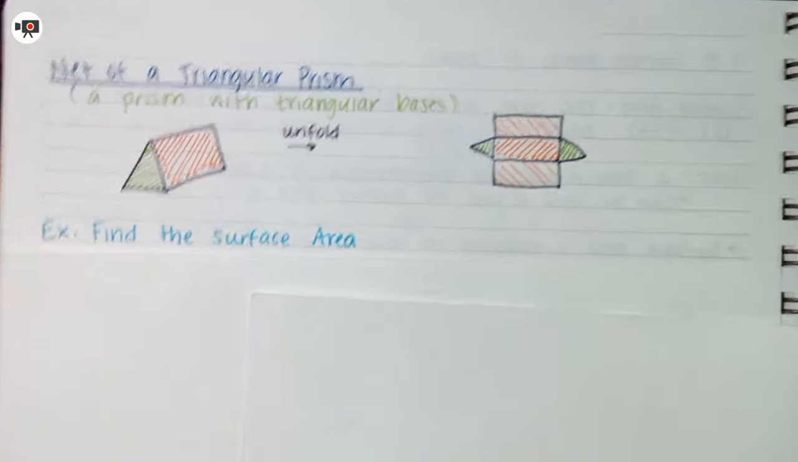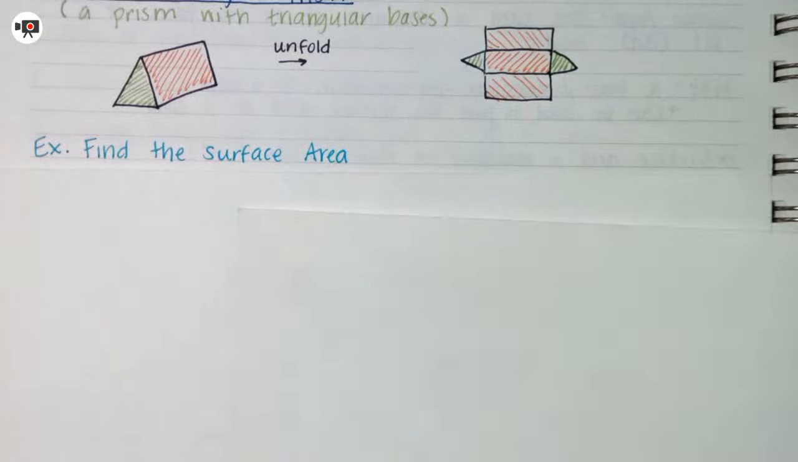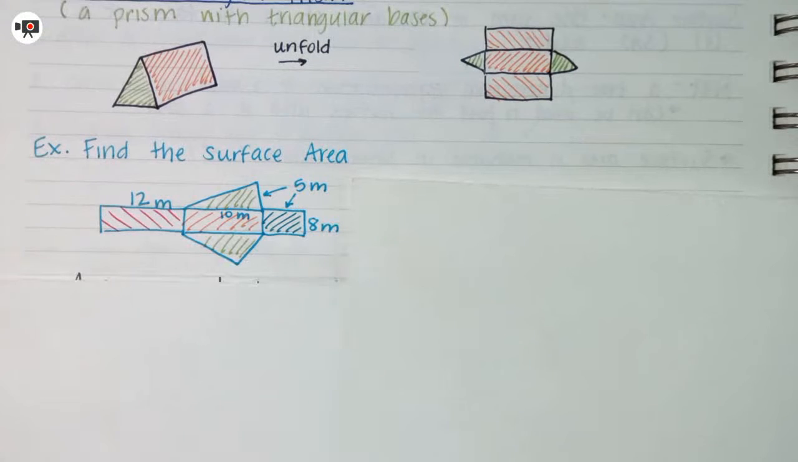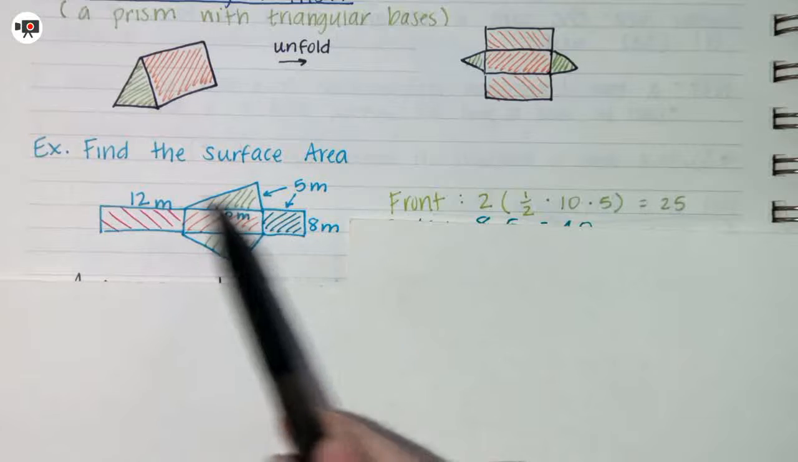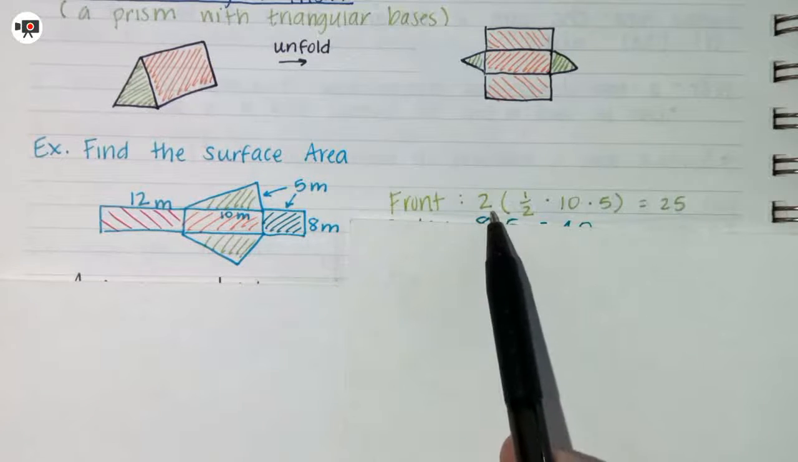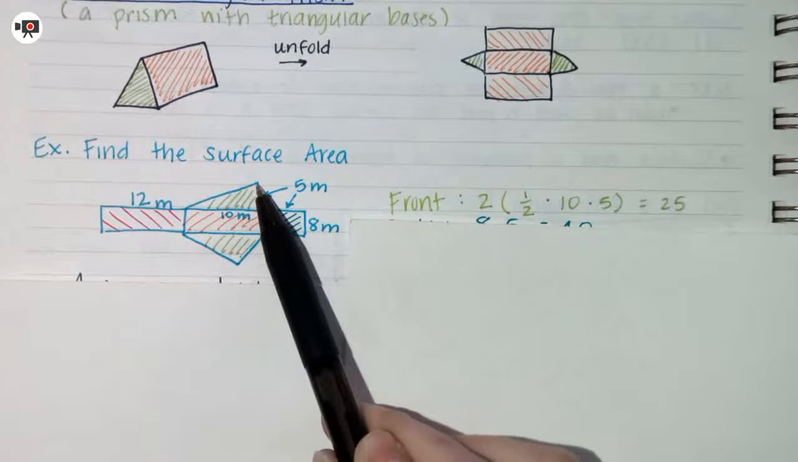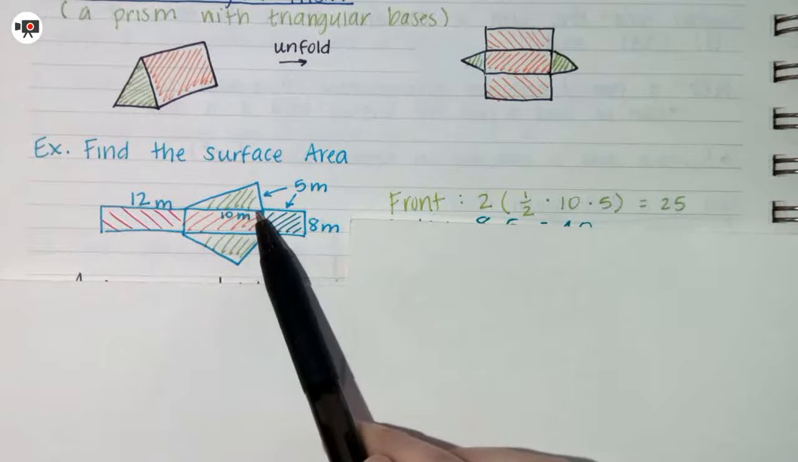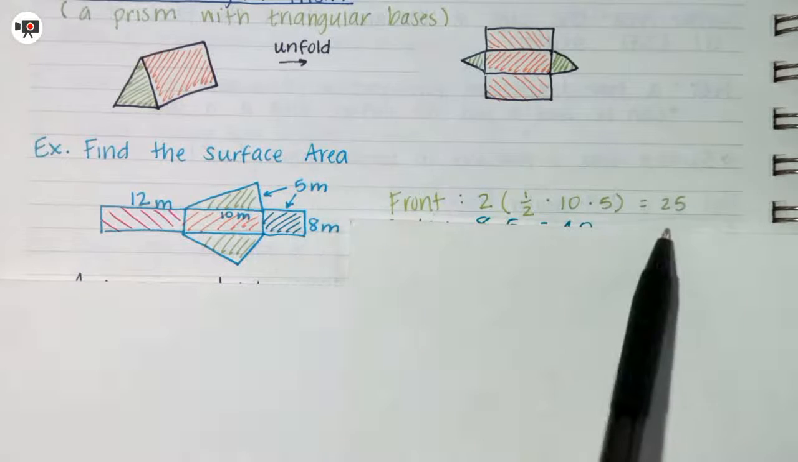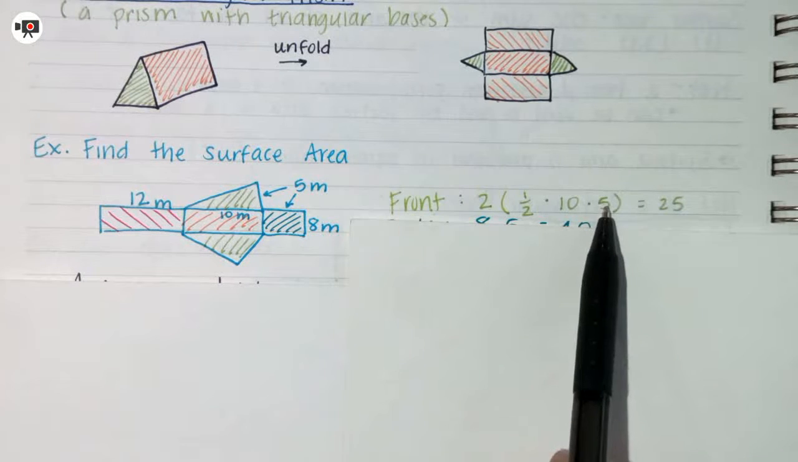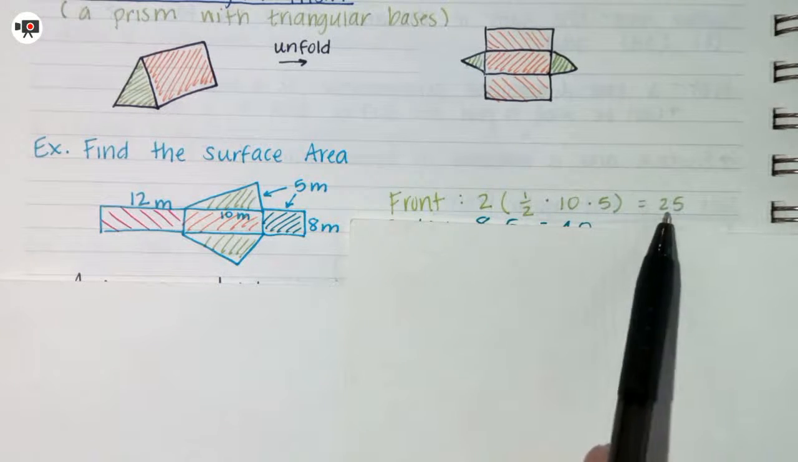To find the surface area of that, here I'm given a net. And I know that each side is a little bit different, but I'm given enough dimensions that I can find that. So the front is a triangle, so that's 1/2 base times height. So here the base would be 10 and the height is 5. So I have 10 times 5 is 50, and half of 50 is 25.